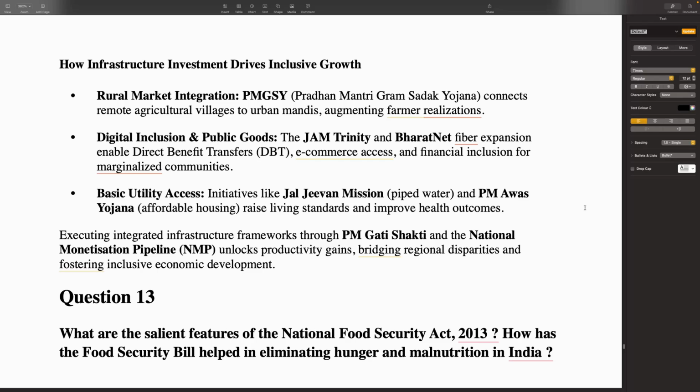Basic utility access. Initiatives like Jal Jeevan Mission, piped water, and PM Awas Yojana affordable housing raise living standards and improve health outcomes. Executing an integrated infrastructure framework through PM Gati Shakti and the National Monetization Pipeline (NMP) unlocks productivity gains, bridges regional disparities, and fosters inclusive economic development.